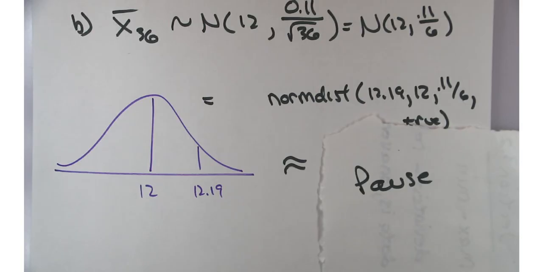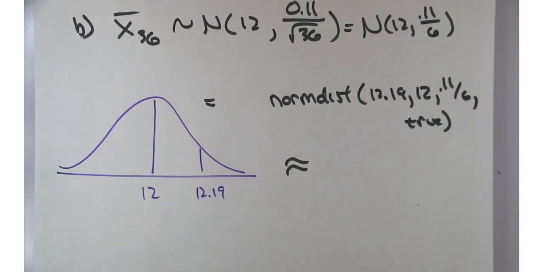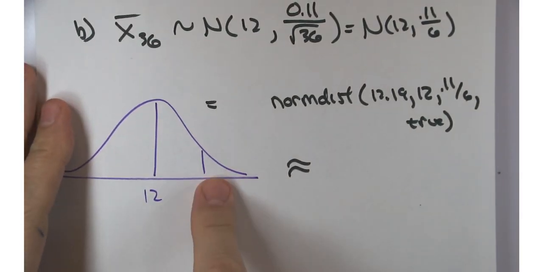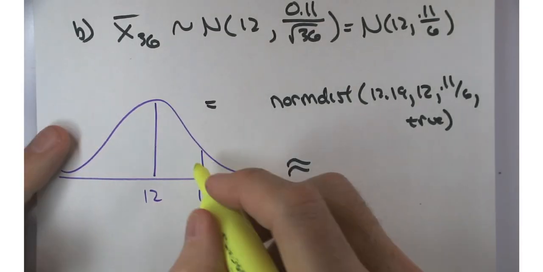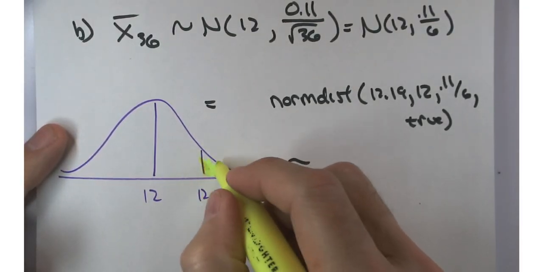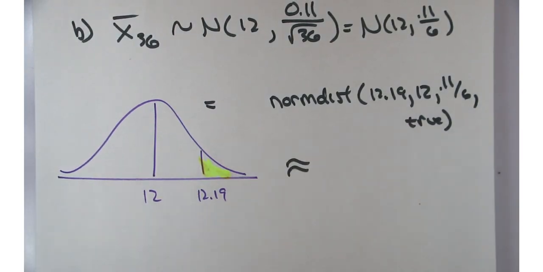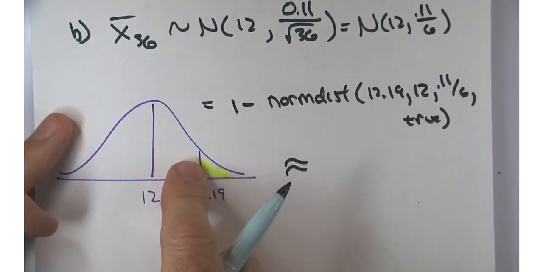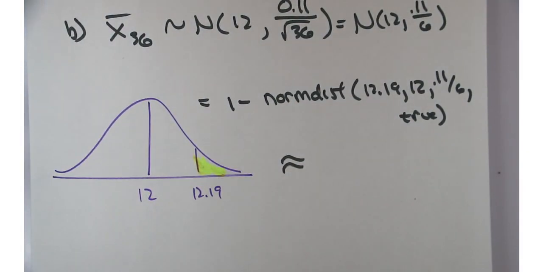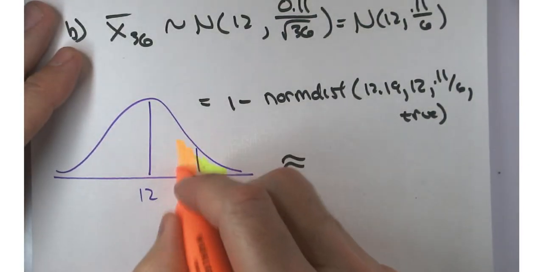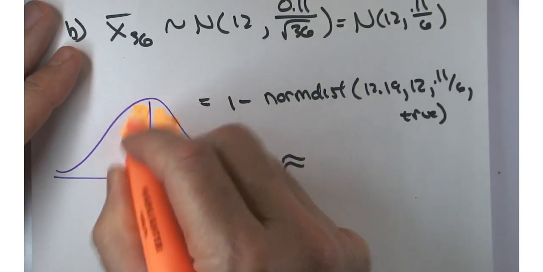The function is 12.19, then 12. So what area am I going to look for? Am I looking for the area to the right of this or to the left of this? To the right. I'm looking for the area in the right tail, which should be over here. So when I calculate this, I really have to subtract it from 1, because right now that command is going to give me the area in the left tail, everything over here. I want the area in the right tail. Since the total area is 1, I can get that by subtracting.